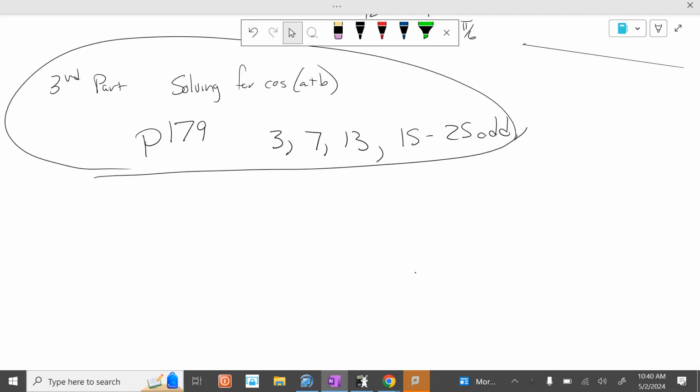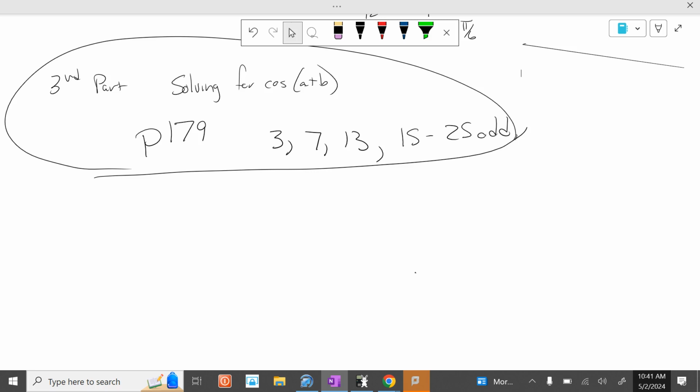Number 3. The answer should have been 7 pi over 12, correct? 3 is 7 pi over 12. 7 is negative pi over 12. 13, you could have various answers. 120 plus 45 would probably be the most popular answer. 15, you could have various answers. Pi over 3 minus pi over 4 is 1. 17, again, various answers you could have, but pi over 3 plus pi over 4 is probably a good one.